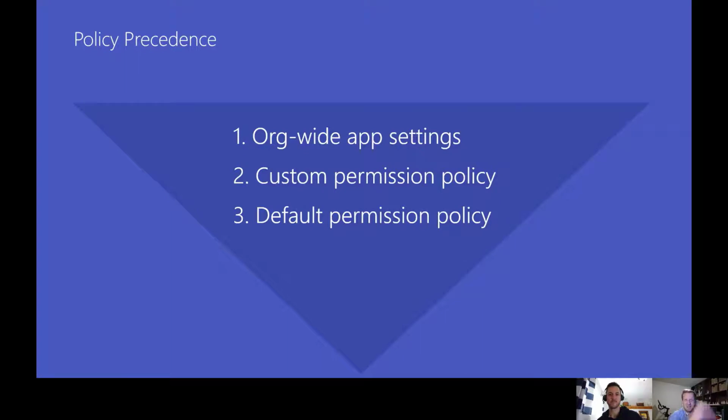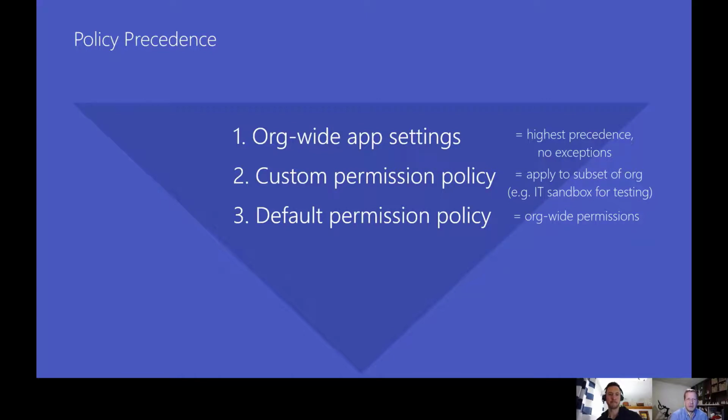So here's the precedence of what actually works. If you do anything in org-wide app settings, that takes the highest precedence. Then a custom permission policy, just like the one I showed you, like a custom IT policy, is a great idea so that you have that sandbox. And then lastly is the default permission policy. So this is kind of how things propagate to the user, so to speak.